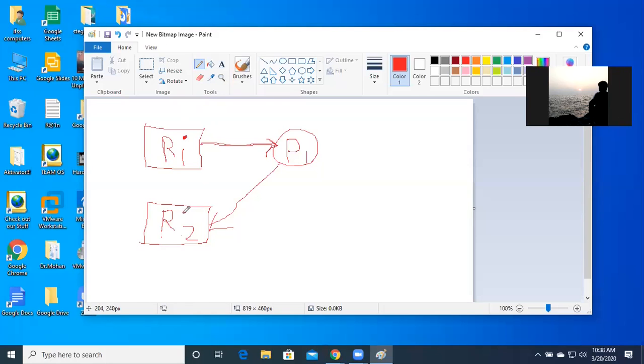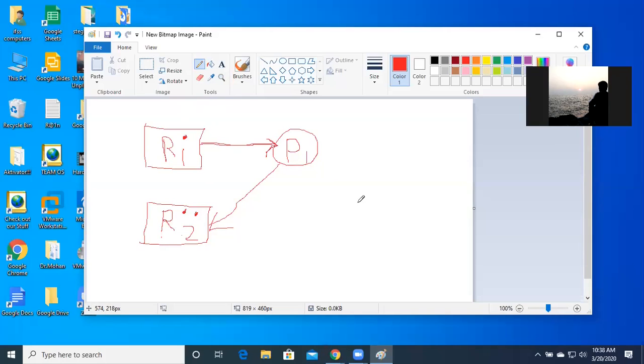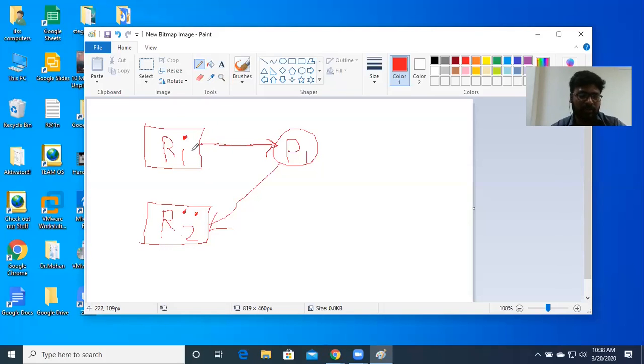Here I have two dots inside. Inside this I have two dots. Now two webcams are available. Only one printer is available. So the instance of this resource is 2, and the instance of this resource is 1. In this way, we can represent some resource.